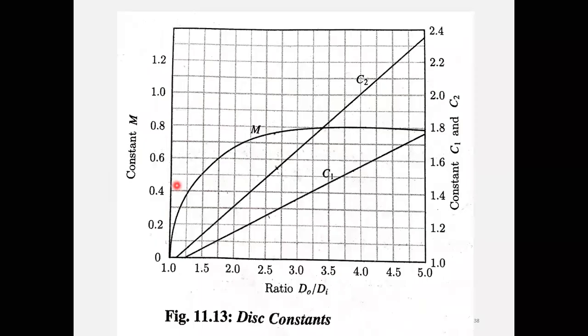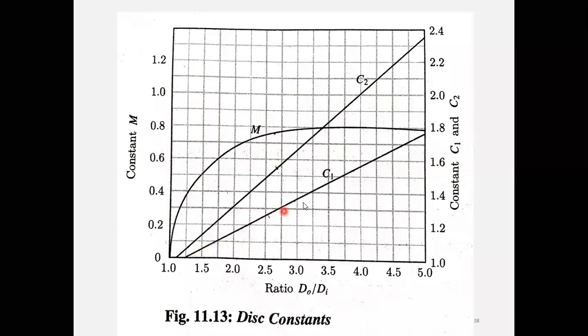In this, the outer diameter and inner diameter of the disk will be given. From that, you need to find out the ratio. Assume that I get the ratio as 2.5. On the right side you will get the constants C1 and C2. On the left side you will get the constant m.